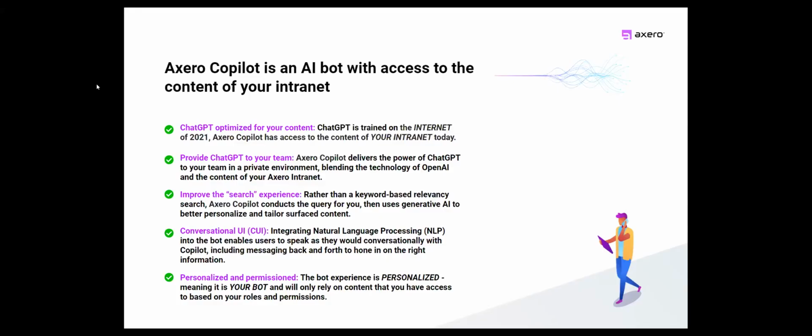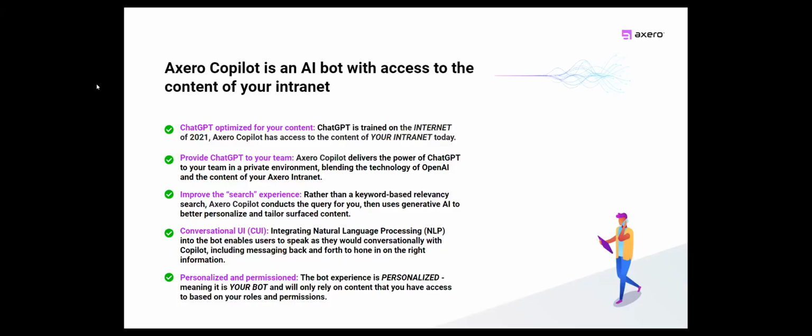Some of you have content that's 5, 10, 15 pages long. Even if you find the relevant piece of content, it can still be 5 minutes searching for the answer you're looking for in that piece of content. So we think Axero Copilot speeds all that up quite a bit.